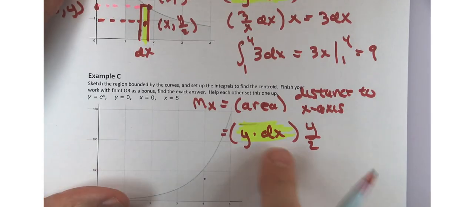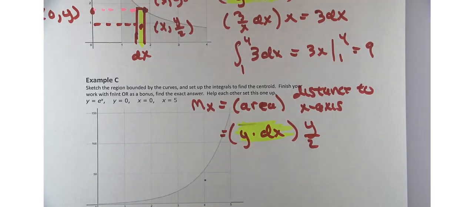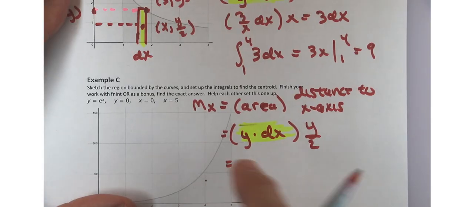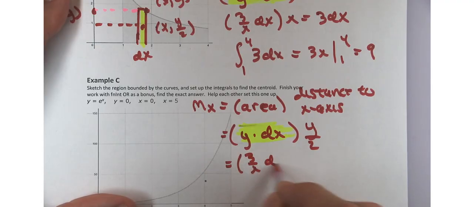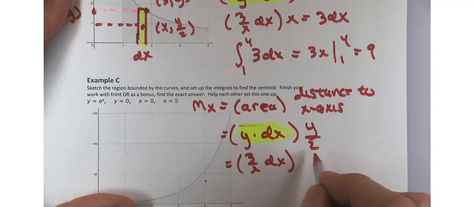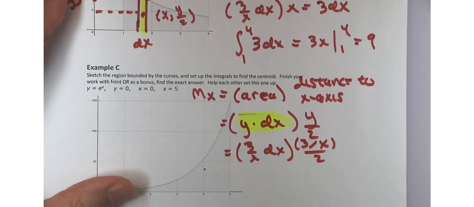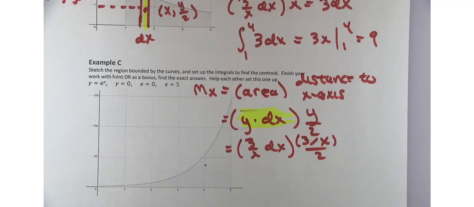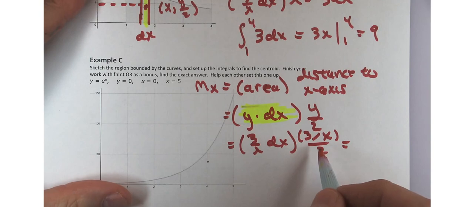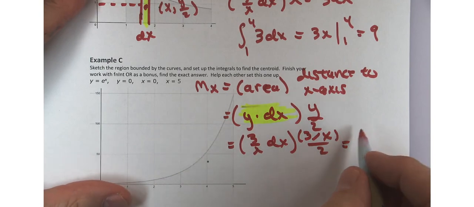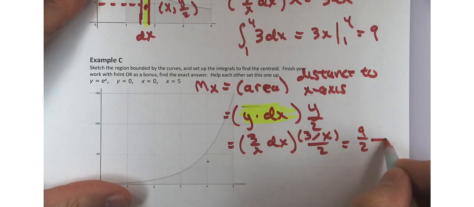But that dx term is really telling me I need everything in terms of x. So y was 3 over x, dx, and then this is going to be 3 over x divided by 2. So let's see if we can't clean that up. That's going to be 9 halves out in front. 9 halves times dx over x squared.